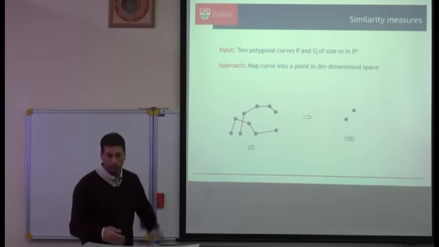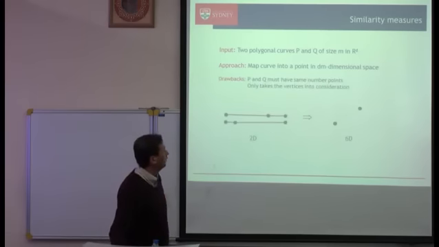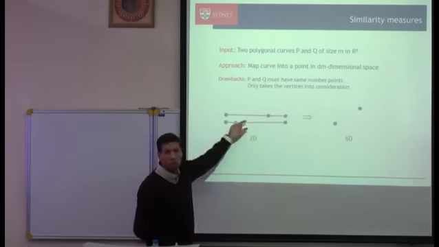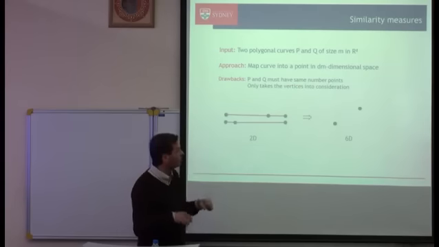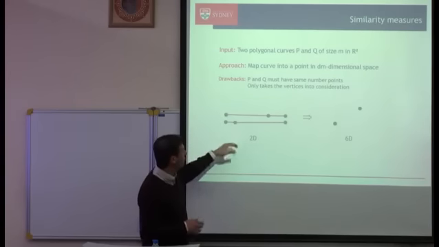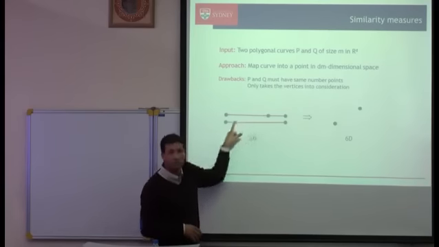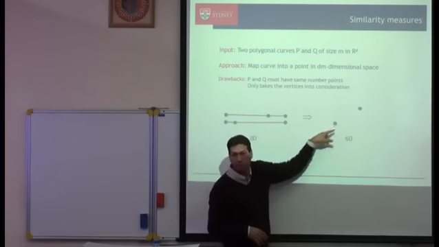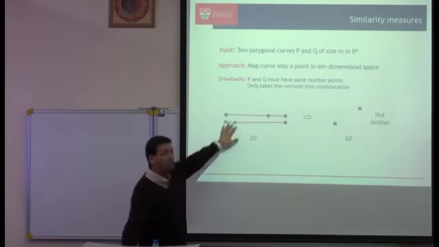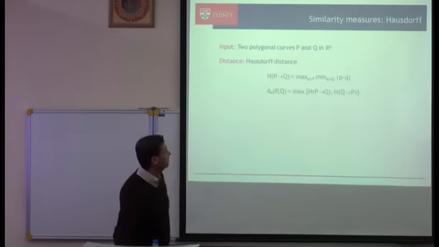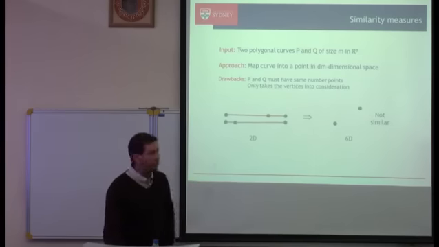But of course, I'm sure you can see that this is not a very good idea. First of all, you can have 2 curves that are very similar, but the vertices of the 2 curves are very far from each other. Here, for example, we have 3 points that are mapped into 6-dimensional space, but because this vertex and this vertex are very far from each other, they will be very far from each other in 6-dimensional space. So they're not similar, even though the curves are very similar. I think this approach was abandoned very quickly.